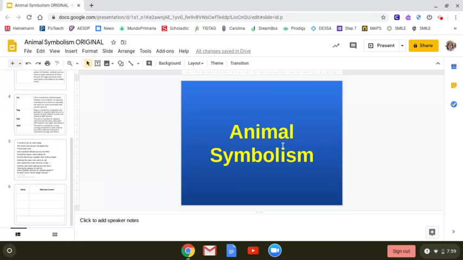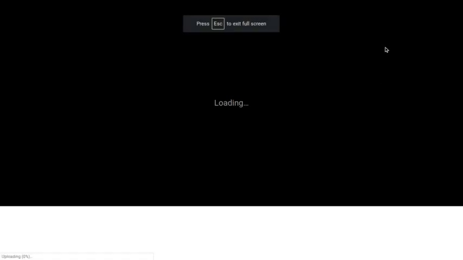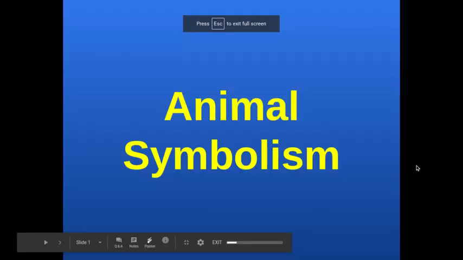Okay, so animal symbolism. Let me go back to over here. Let's go in presentation mode. Animal symbolism. Okay, so we actually don't have a lot of animals here. We only picked a few. I know that there's a lot more animals than this. So if you encounter a poem that has more animals, you can always Google search, hey, what is the symbolism of a, and then whatever animal you choose.